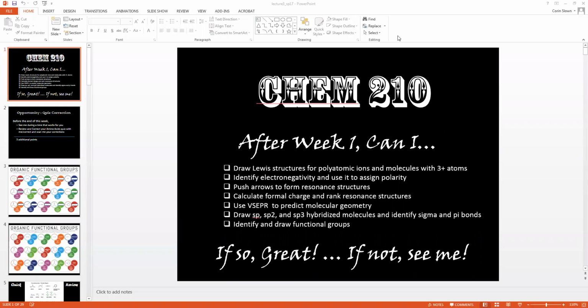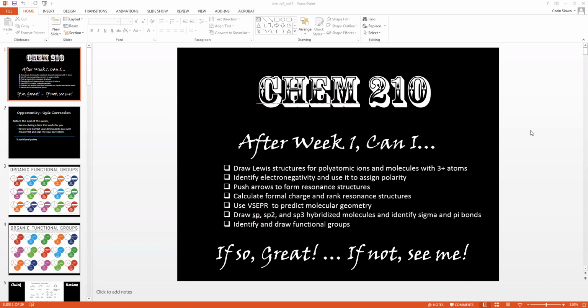Okay, so we're looking at what we can do after week 1, and we're going to do a self-assessment. We're going to check and see if we can do these skills that are necessary as we go forward to study organic chemistry. So can I draw Lewis structures for polyatomic ions and molecules with 3 or more atoms? Can I identify electronegativity for a given atom, and then use it to assign polarity?